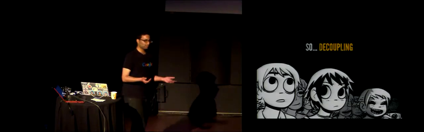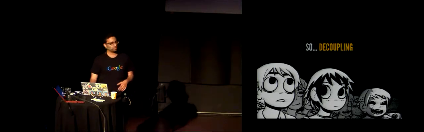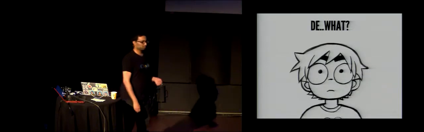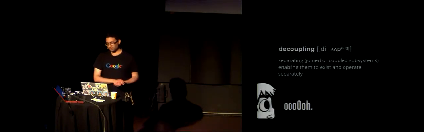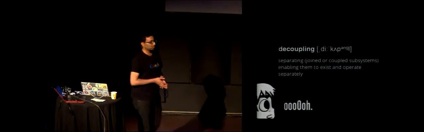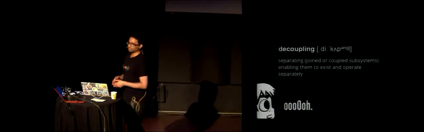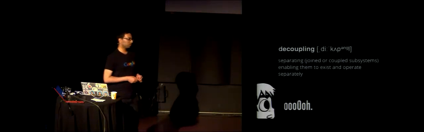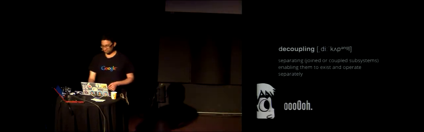So decoupling. How many people in this room know what decoupling is? I know that we've got a ton of JavaScript developers. I'm saying about 50% of the room know what decoupling is. So for the other 50%, we're going to cover it very quickly. Now, the dictionary defines decoupling as the process of separating joined or coupled subsystems, enabling them to exist and operate separately. That's cool. Now, I thought, this is a technical talk, but rather than explaining decoupling applied to software engineering and JavaScript, I would explain it through the medium of Kim Kardashian instead.